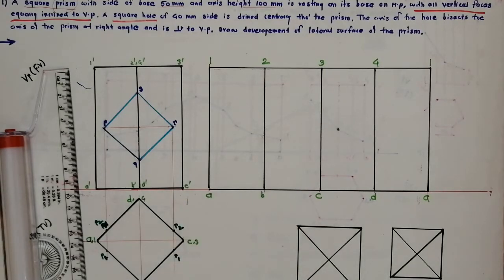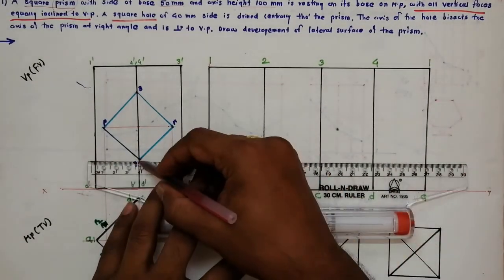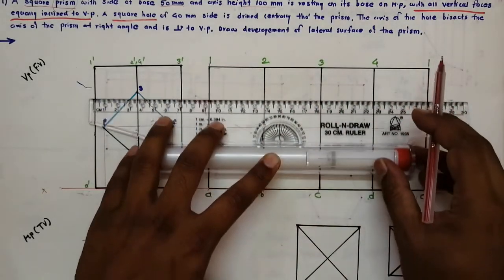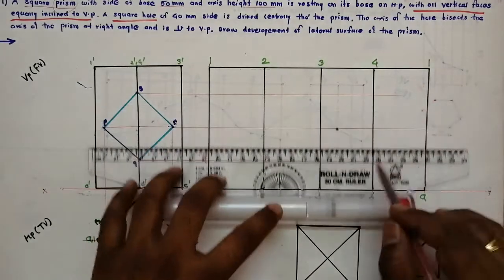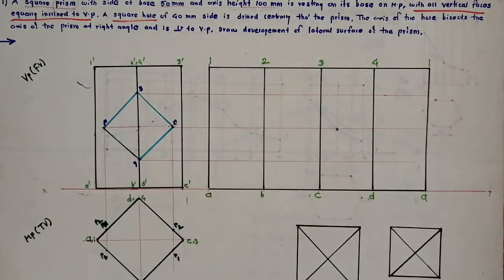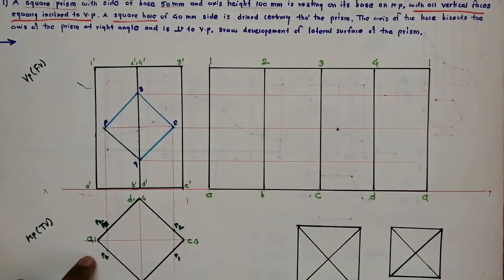Now let us transfer the intersections. We'll take the intersections here. This one is the intersection line and this is the intersecting line. Now marking the remaining points from the top view. We have to mark the distances now for P and R.